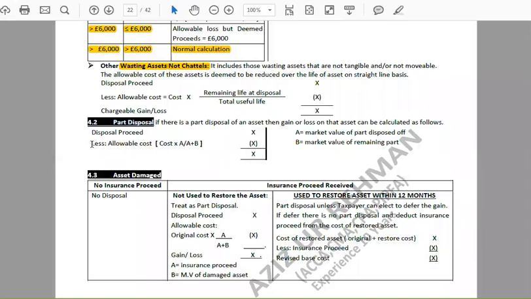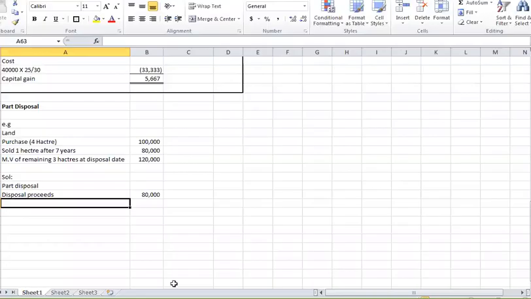We have a formula to calculate cost in case of part disposal. This is the formula. Formula is total cost into A over A plus B. And what is A? A is basically the market value of the part sold, means selling price. So A is your selling price and B is the market value of the remaining assets. So let's apply this formula over here as well.